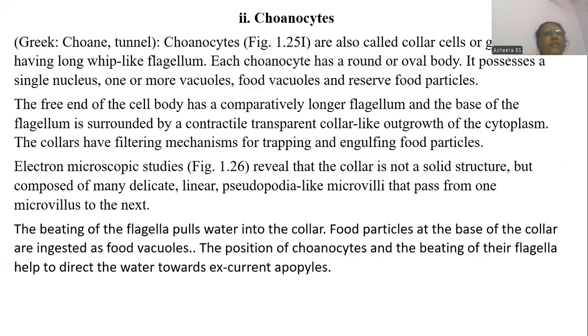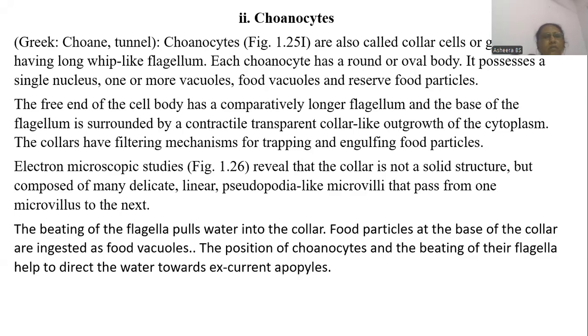Then if you take the choanocytes, they are also called collar cells or gastral cells. They have a long whip-like flagellum, and each choanocyte has a round oval body with a single nucleus and one or more food vacuoles with reserve food particles, all present in the cytoplasm. The free end of the cell body has a long flagellum, and the base of the flagellum is surrounded by a contractile transparent collar-like outgrowth of the cytoplasm. The collars have a filtering mechanism for trapping and engulfing food particles.